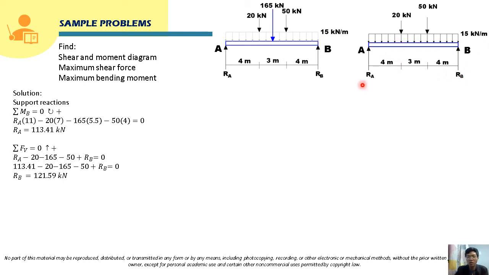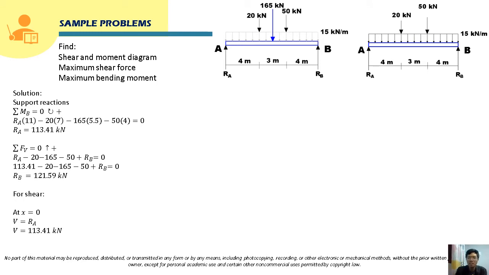Okay, so for the first point, that will be here. This is at x equal to 0. So the shear here, class, should be equal to the reaction here, since there's a reaction at this point. Therefore, the shear at x equal to 0 is just equal to R sub A, the reaction at that point. So the shear here is 113.41 kilonewton.